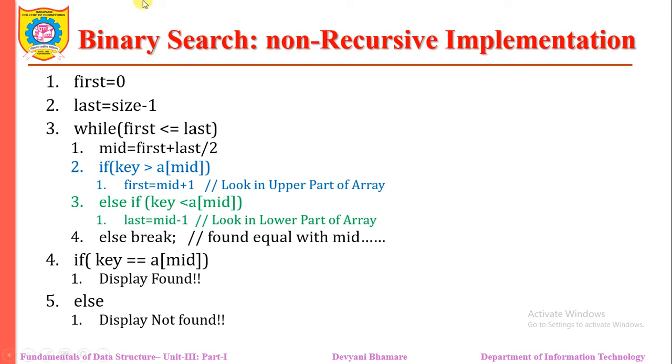In this way, we keep looping while first is less than or equal to last. Once this looping condition is false, we come out of it and display that the element is not present in the list. So this is the non-recursive implementation.